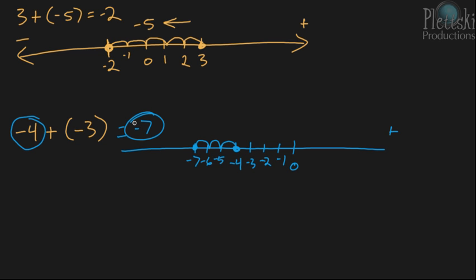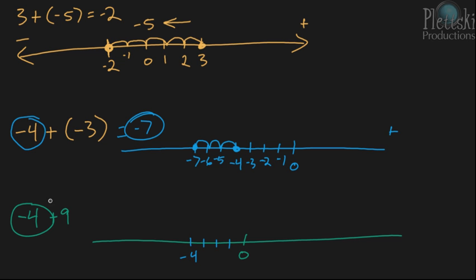Okay, let's try one more. Let's try starting at a negative, but this time adding a positive. So negative 4 plus 9. How is that going to look? Well, if you have 0 here, and you're starting at negative 4, so that's our starting point, negative 4. So 1, 2, 3, 4, negative 4. And we're adding 9. So we're going to go 9 in the positive direction, which is to the right. So we're starting at -4, and you're going 9 to the right. So -4, 1, 2, 3, 4, 5, 6, 7, 8, 9.